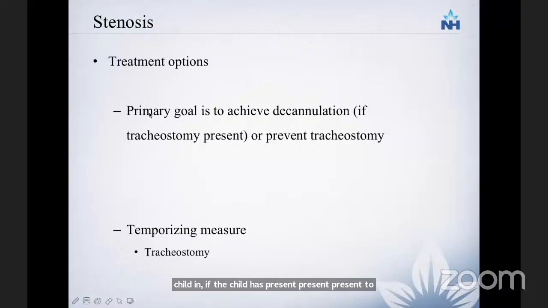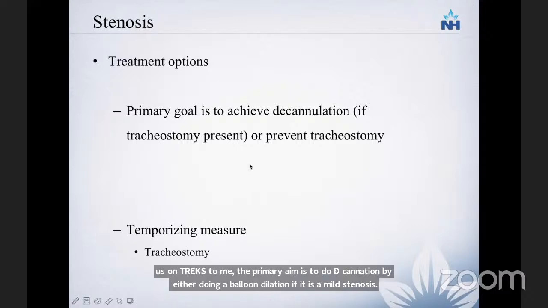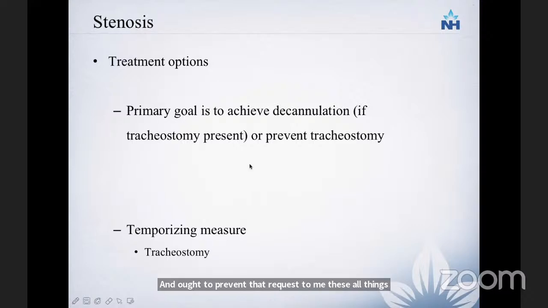either doing a balloon dilatation if it is a mild stenosis, and to prevent a tracheostomy. These things are all possible if the child has a mild stenosis. And if the child has a severe stenosis, failure to thrive, or is not having adequate weight to undergo surgery, then for a temporary measure, we do a tracheostomy.